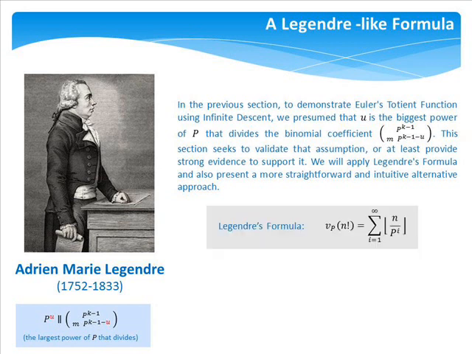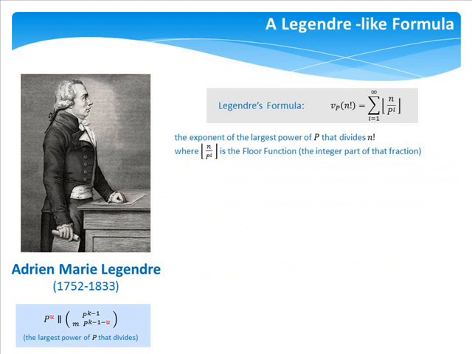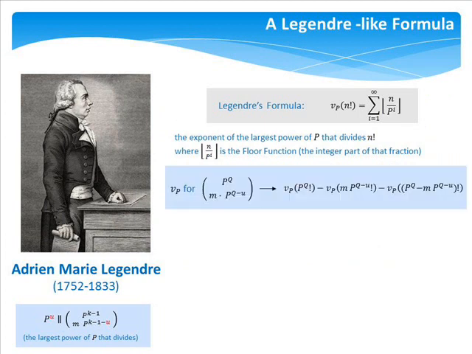Legendre's formula gives us the exponent of the largest power of p that divides n factorial, where the function in the summation that involves n over p raised to i is the floor function, that is, the integer part of that fraction. So for applying Legendre's formula in the binomial we dealt with in the previous section, we need to apply it on the factorials of the numerator and denominator. Let's better see an example.